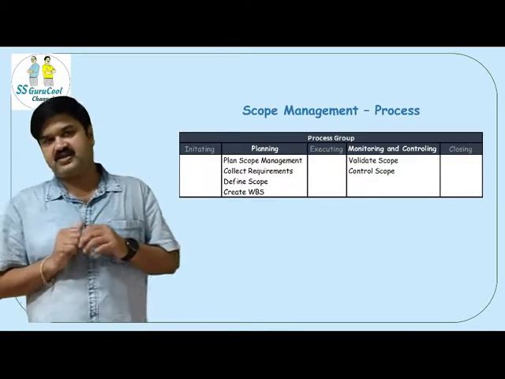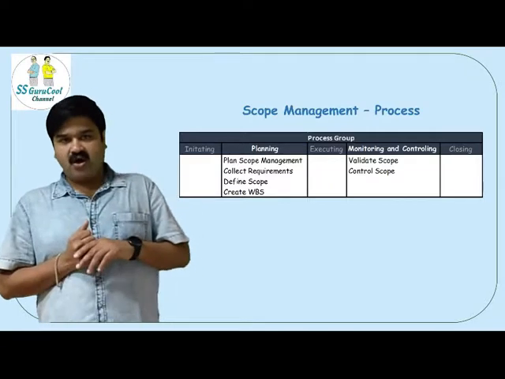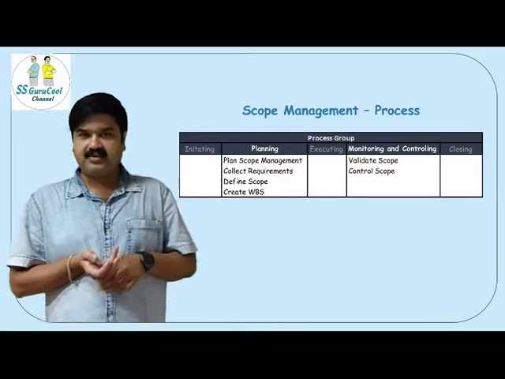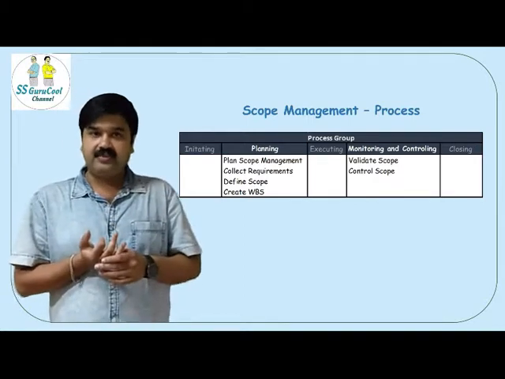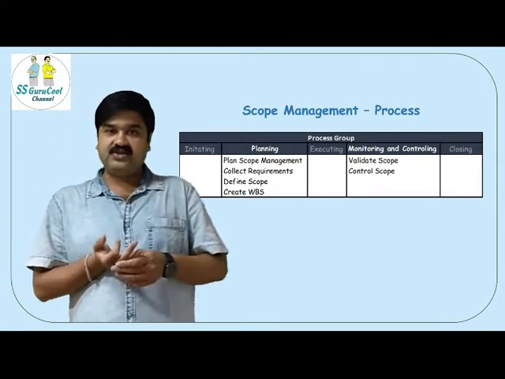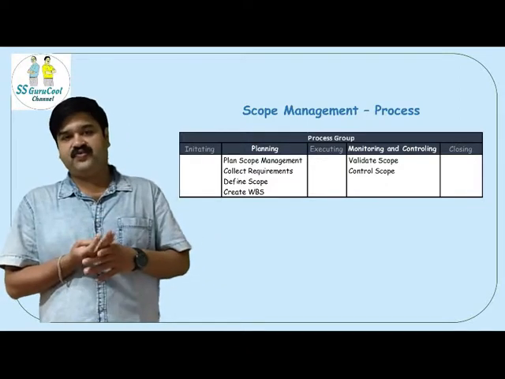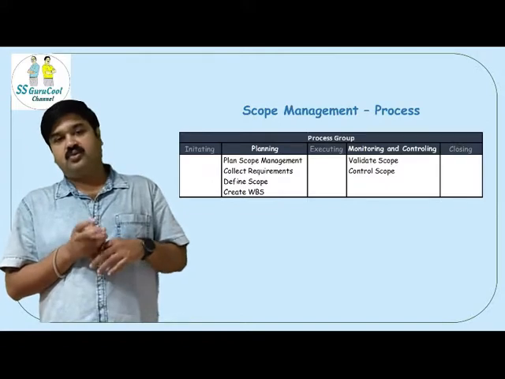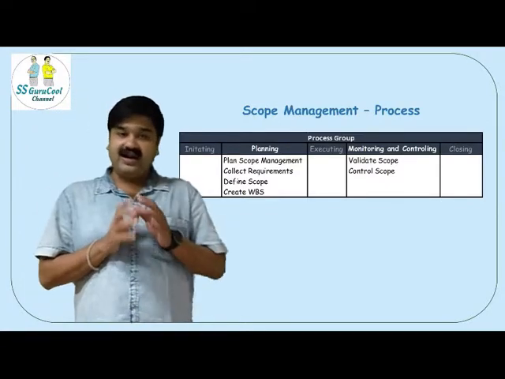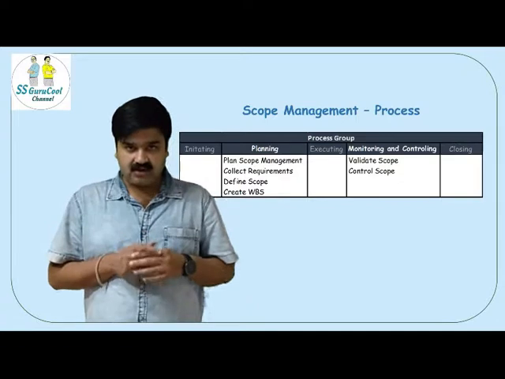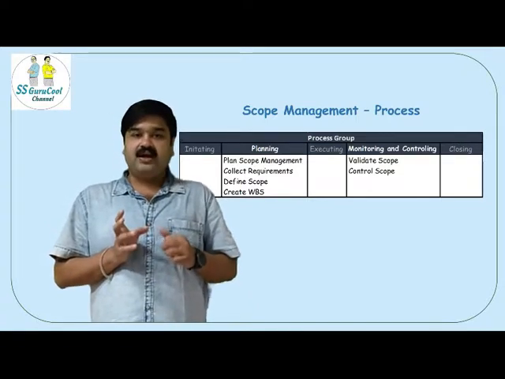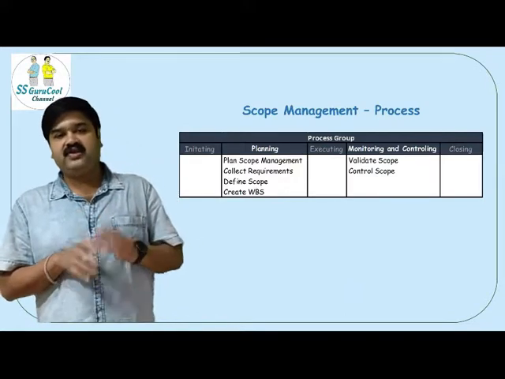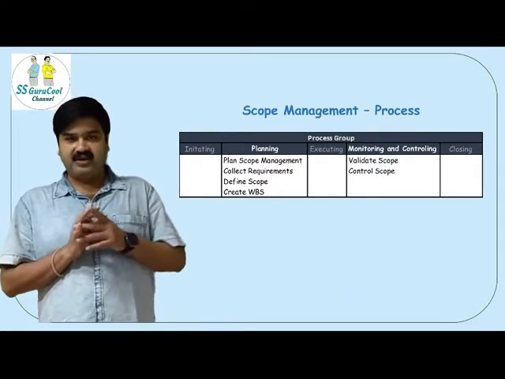So we saw the 6 processes. Of these, 4 of them, that is plan scope management, collect requirements, define scope, and create WBS, come under the planning process group. And the other 2, that is validate scope and monitor and control scope, become a part of the monitoring and control process group. Now we will get into each of these processes in a little more detail.